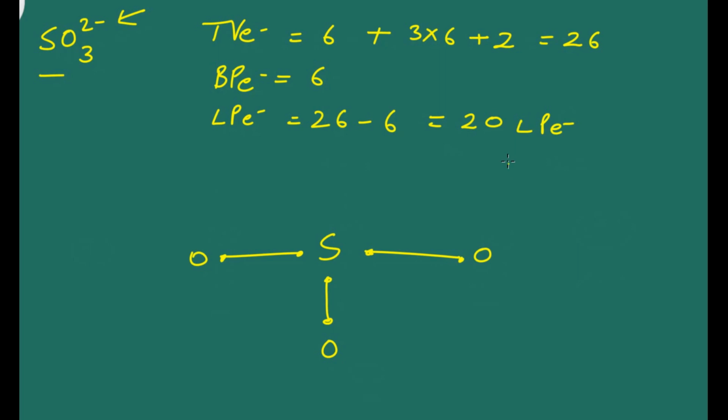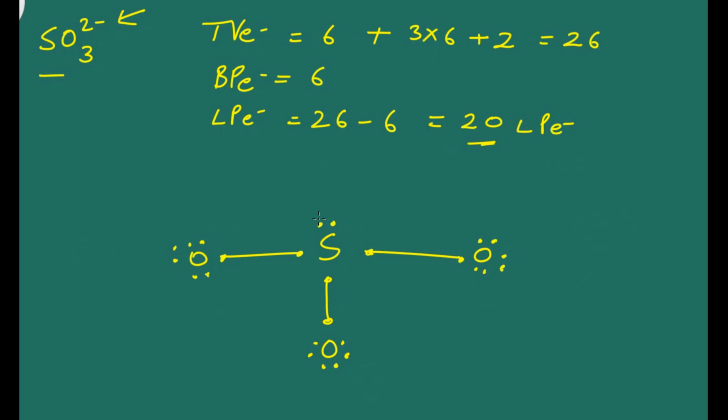Start filling the lone pair electrons from the corner atoms, right? 1, 2, 3, 4, 5, 6, 7, 8, 9, 10, 11, 12, 13, 14, 15, 16, 17, 18. We have used 18 electrons out of 20. The remaining 2 electrons, give that to sulfur. Now, if you calculate the number of electrons for each individual atom, you will find that the octet is complete for every atom, for sulfur and oxygen both.